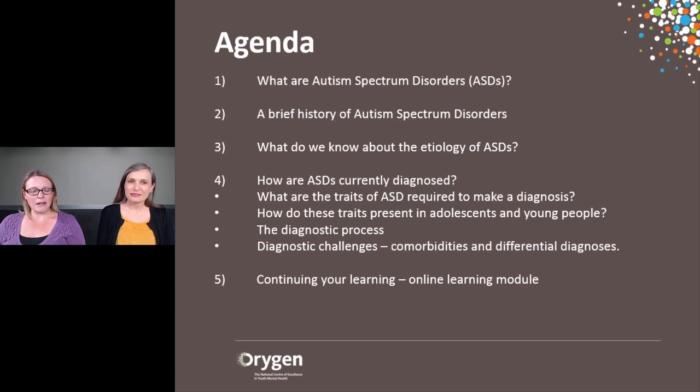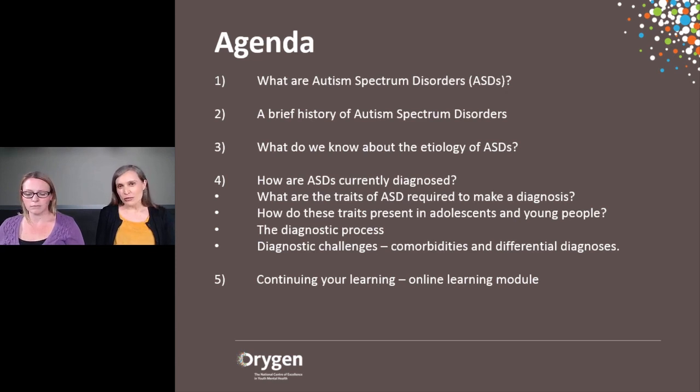So today we're going to spend some time looking at what autism spectrum disorders are, give you a brief history of autism spectrum disorders, and talk to you a little bit about what we know about the current etiology of ASDs. We'll spend time talking about how autism spectrum disorders are currently diagnosed, so specifically what traits of ASD are required to make a diagnosis, and think a lot about how these traits present in adolescents and young people. We're going to give you an overview of the diagnostic process and talk to you about the diagnostic challenges, including comorbidities and differential diagnosis that we commonly see here at Orygen. And we will finish off by letting you know how you can learn more in this area.